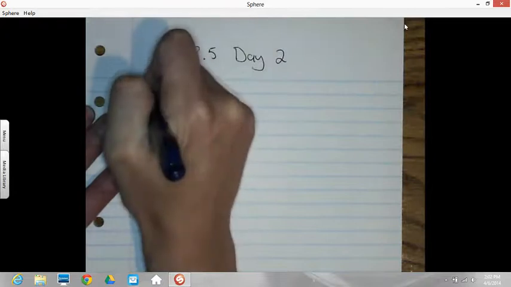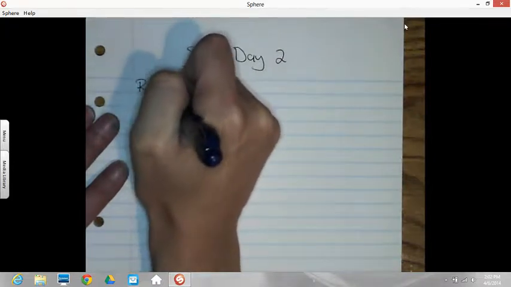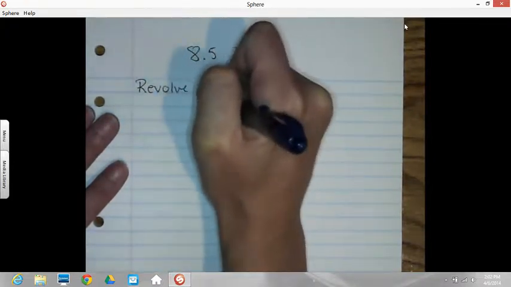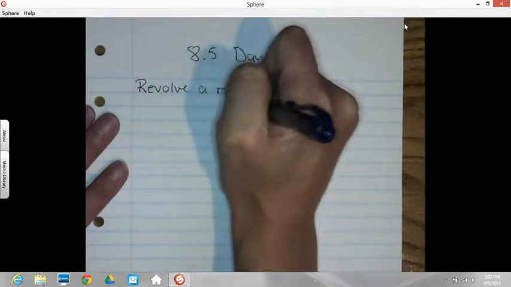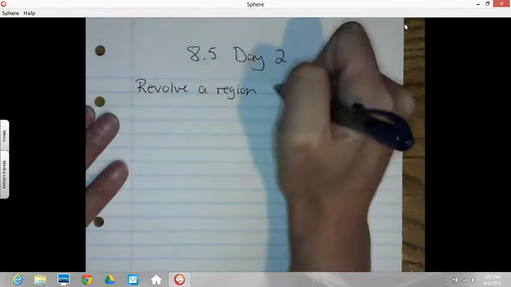Okay, here we are, 8-5, day 2. Still finding volumes of solids, but this time the shape is not going to be a cylinder. So we're going to revolve a region bounded between two curves.